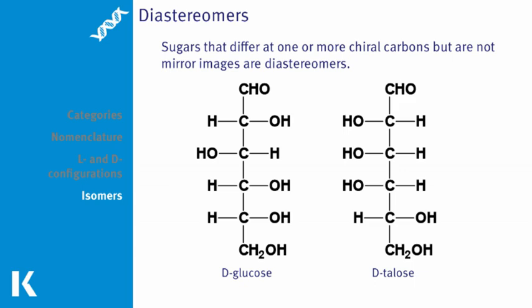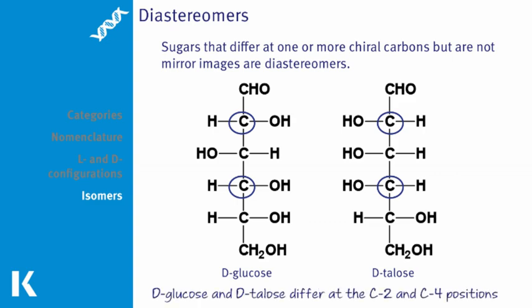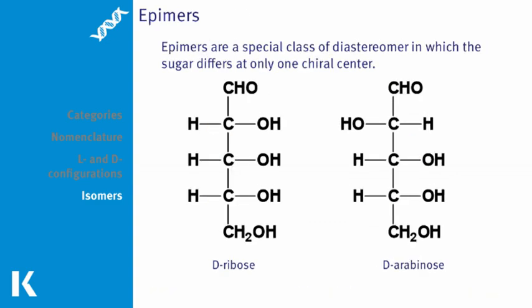Now that you have been introduced to enantiomers and the nomenclature system associated with them, we can explore other types of isomers. First are diastereomers, which differ at least one stereocenter, but are not mirror images. Take D-glucose and D-talose, for example. These are diastereomers that differ at 2 stereocenters. We call them the C2 and C4 positions. To wrap up our survey of isomers, we should now define epimers, which is the special class of diastereomers that differ at only one stereocenter.